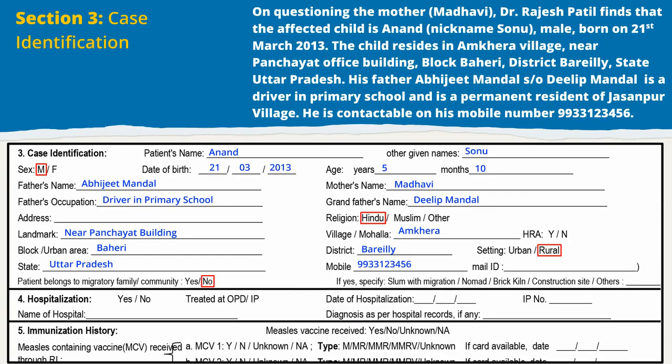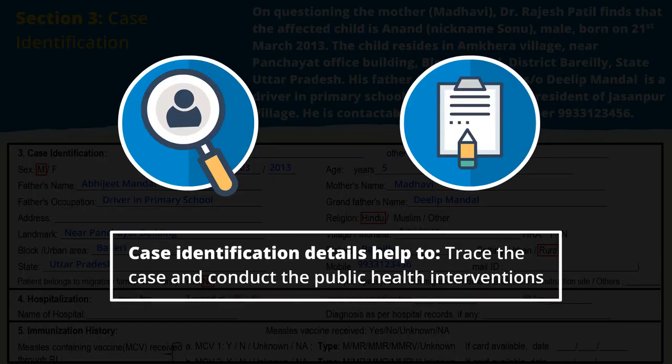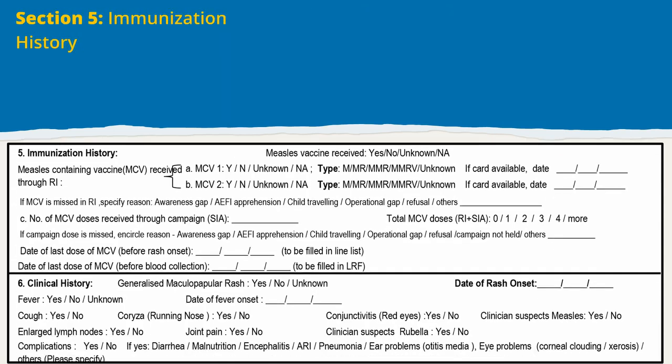Under identification details, ensure that date of birth, address, and mobile number is correct and complete. This helps to trace the case and provide the feedback to patient on lab result. There is no history of hospitalization in this case.